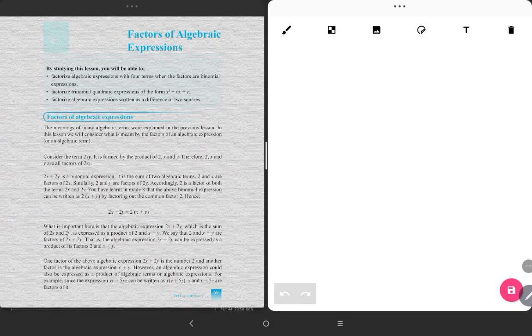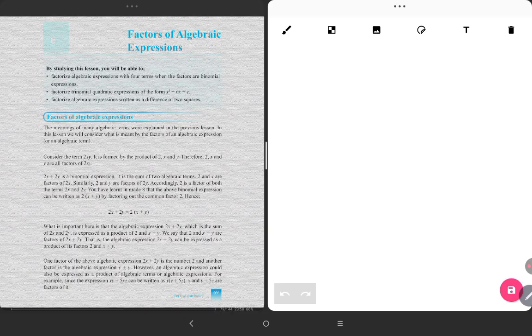Hello students. In this chapter 6, factors of algebraic expressions, we are going to look at how to factorize various algebraic expressions. So let's start right away. First of all, let's understand what are factors.